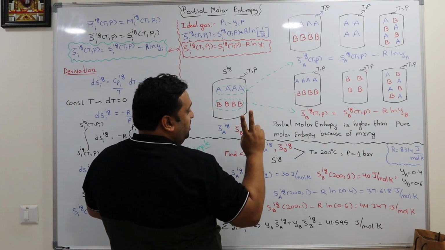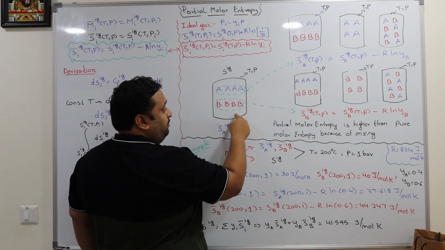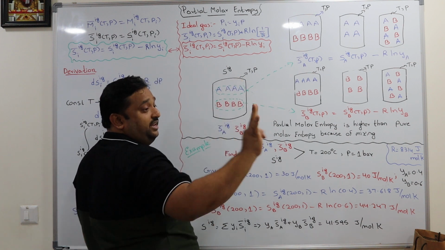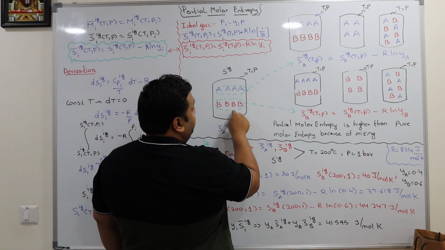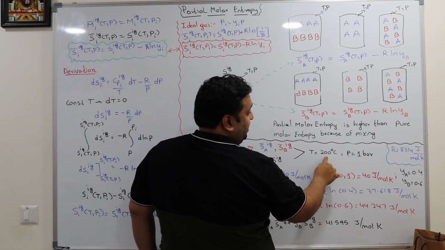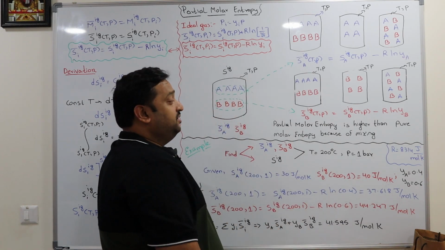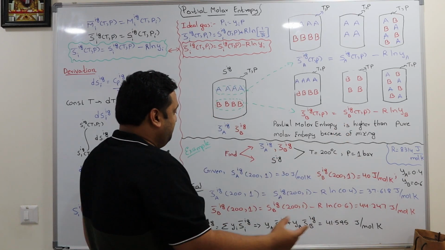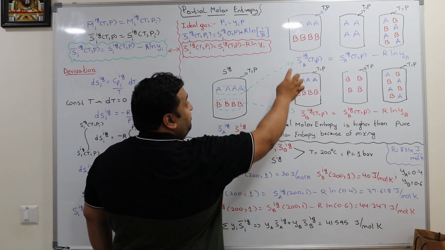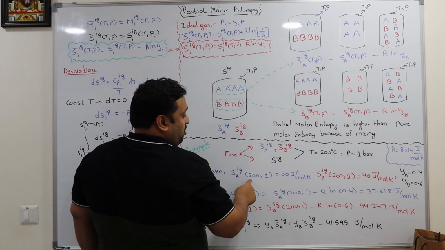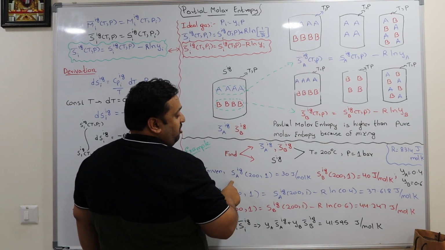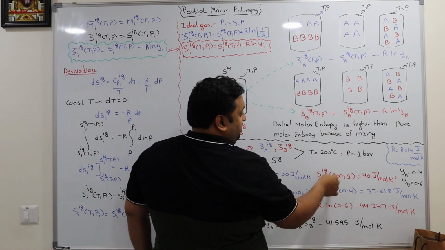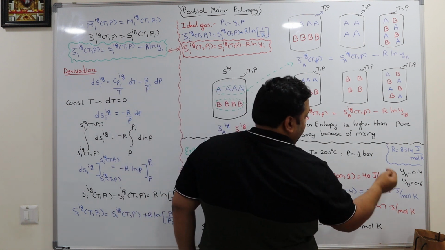Find three things: the partial entropy of A in the mixture, the partial entropy of B in the mixture, and the total entropy of A plus B. At what conditions? The conditions in this container are 200 degrees centigrade and pressure equal to 1 bar. You have to find these three at the defined temperature and pressure. Let us apply. Given: the pure entropy of A at 200 degrees centigrade and 1 bar is 30 joule per mole Kelvin. At 200 degrees centigrade and 1 bar, the pure entropy of B is 40 joule per mole Kelvin.